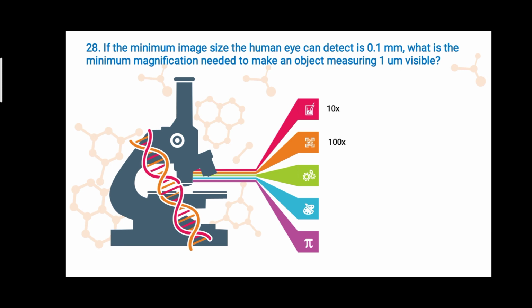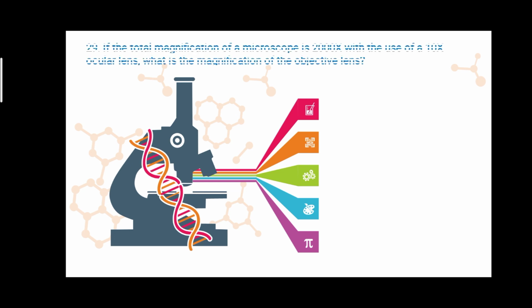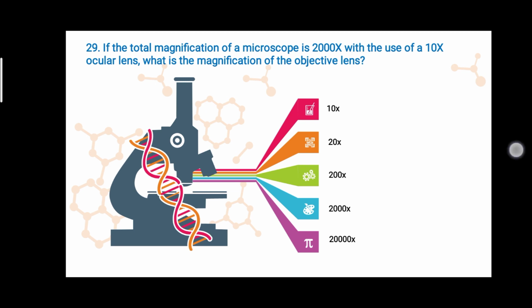If the minimum image size the human eye can detect is 0.1 millimeter, what is the minimum magnification needed to make an object measuring 1 micrometer visible? Answer: 100x. If the total magnification of the microscope is 2000x with the use of a 10x ocular lens, what is the magnification of the objective lens? 200x.